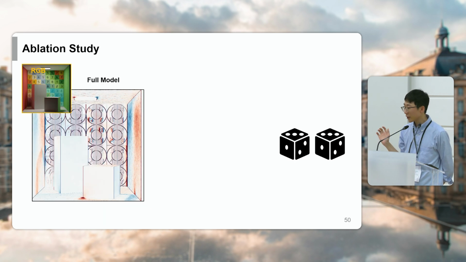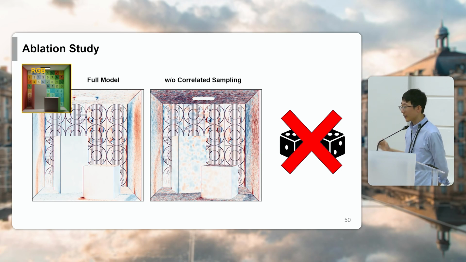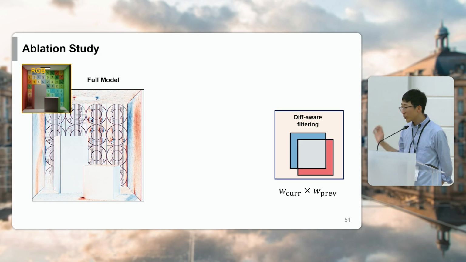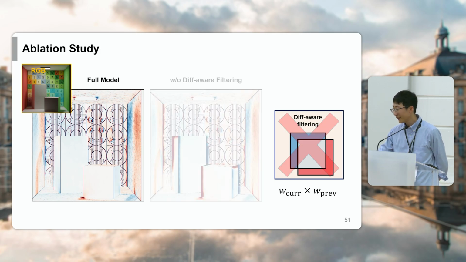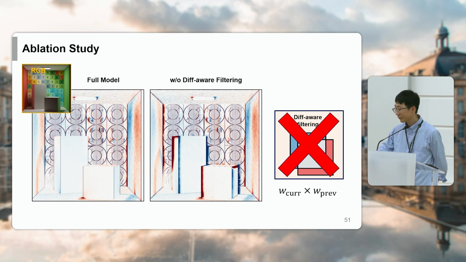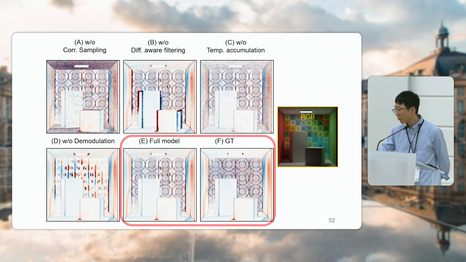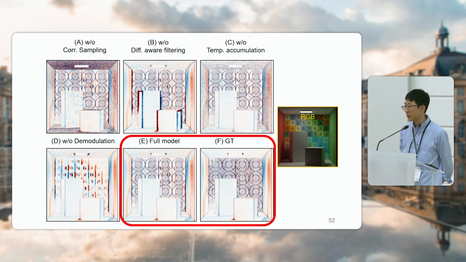To show the importance of each component of the denoising pipeline, we perform an ablation study. First, we disable the correlated sampling, and this gives increased noise and some ripple-like artifacts. Then, we disable the difference-aware filtering, and as you can see, it gives blur over the edges. We also show results without temporal accumulation and demodulation, and overall, you can see that the proposed full method gives the best result.